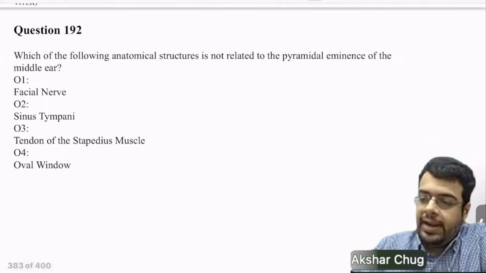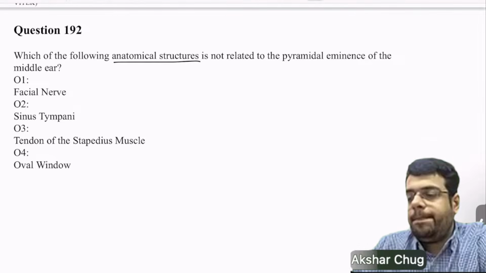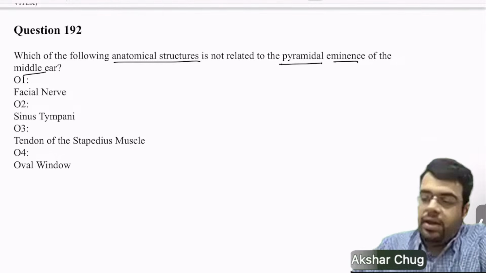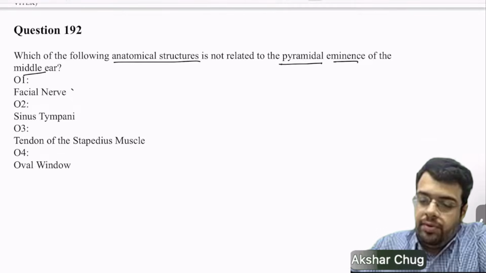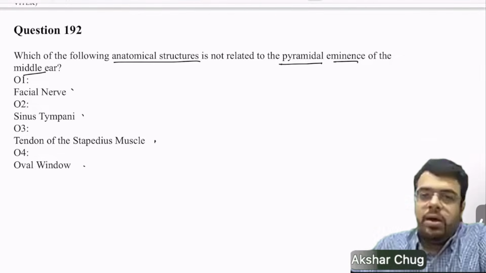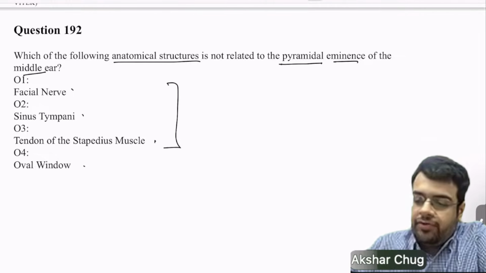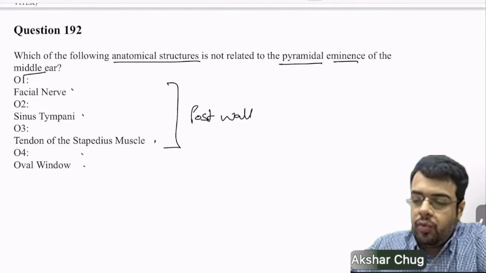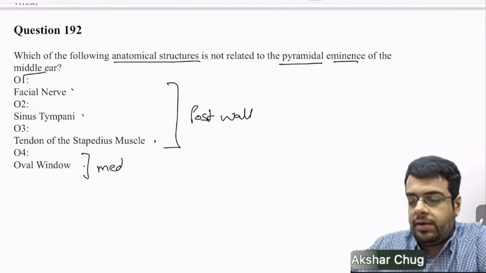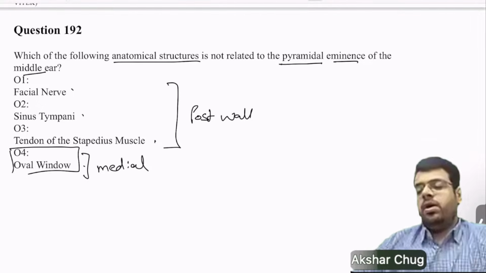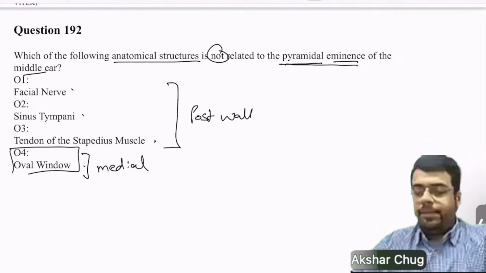Which of the following anatomical structures is not related to the pyramidal eminence of the middle ear? Facial nerve, sinus tympani, tendon of stapedius muscle, and oval window. Can you find the odd one out? These three structures are situated on the posterior wall, whereas the oval window is situated on the medial wall. So the oval window is the structure which is not related to the pyramidal eminence.